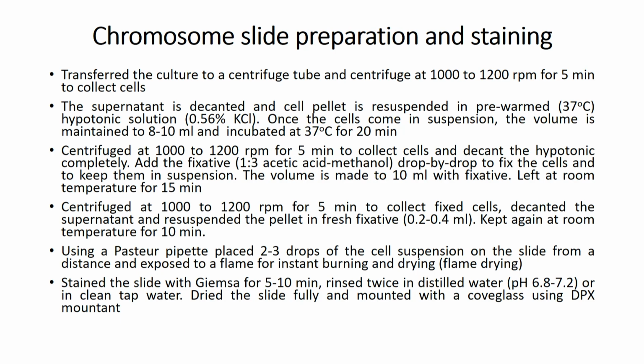The supernatant is discarded or decanted and the cell pellet is resuspended. Resuspension means once again we shake the cells so that it is not a clump, and this is resuspended in pre-warmed, that means 37 degrees centigrade, hypotonic solution. What is hypotonic solution? This is 0.56% KCl. Why do we call it hypotonic? Because this has less salt concentration than our body fluid. So, this will cause the swelling of the cell.